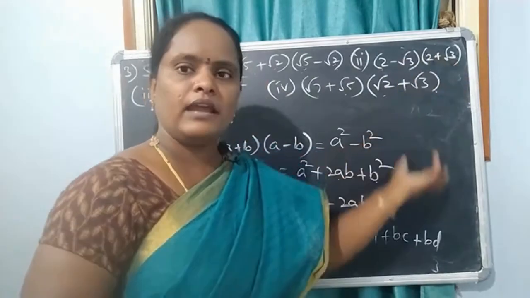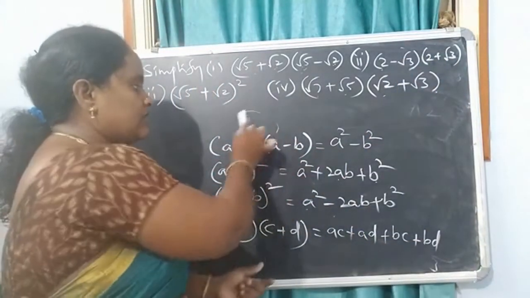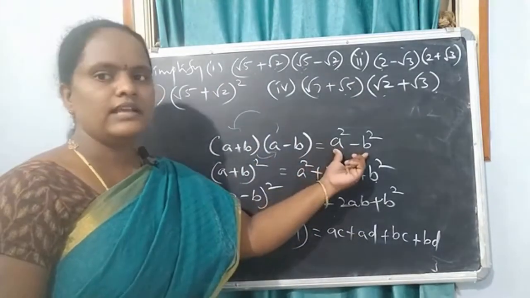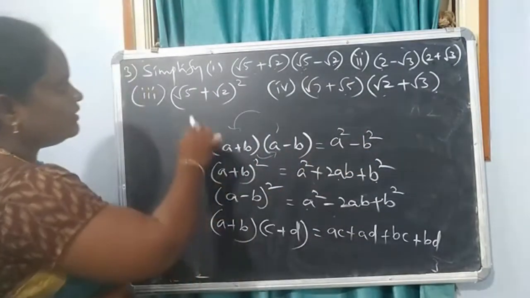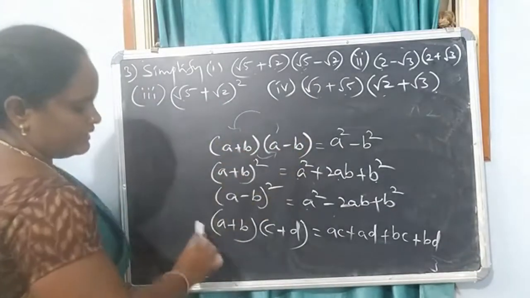A minus b into a plus b is also the same as a plus b into a minus b, just reversed. But both are the same, and that is also the a square minus b square formula. Third one: root 5 plus root 2 whole square. That is a plus b whole square. Fourth one is like the fourth one.